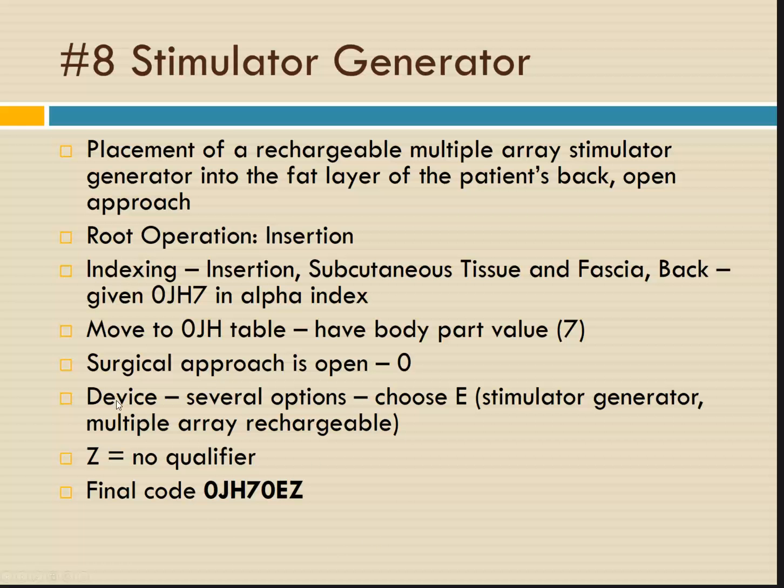You have several options for the device character value. When we look at them, the best choice that matches our clinical information is E, which is noted on the table as stimulator generator multiple array rechargeable. No qualifier for our last character value. We end up with a code of 0JH70EZ.